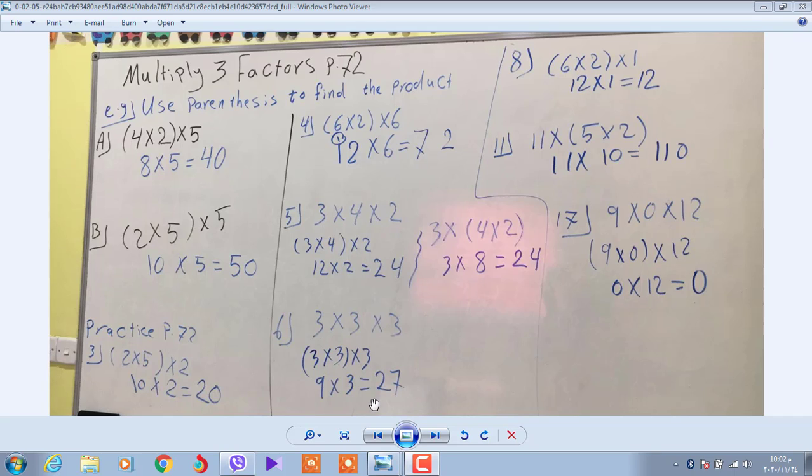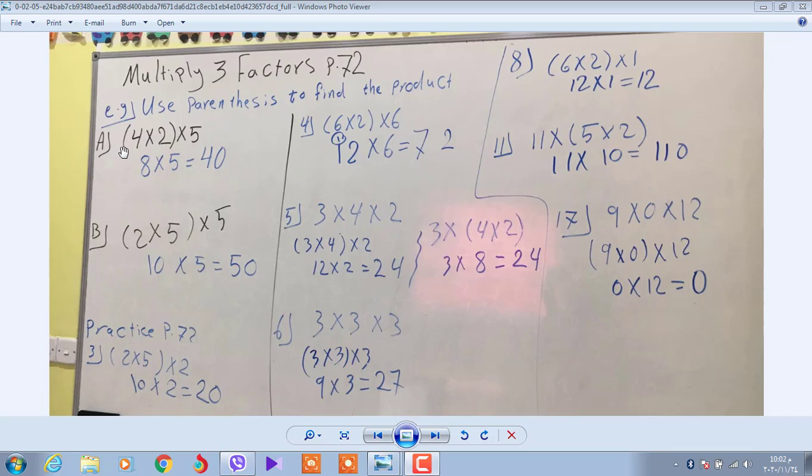Okay, in this video we study lesson 4 in chapter 4, about multiplying three factors, at page 72. Example 1: use a parenthesis to find the product. We need to use a parenthesis to find the product.